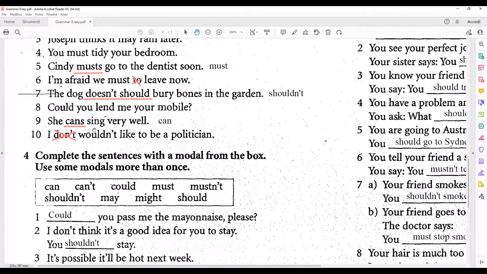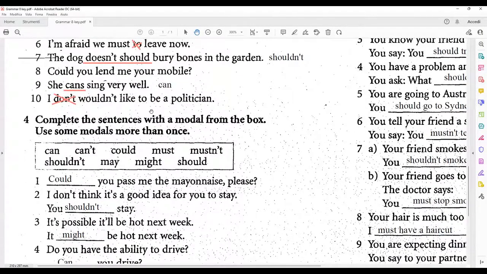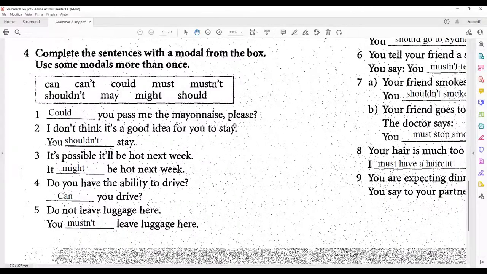She can, once again, should, must, can, do not use an S at the third singular person. So she can sing very well. I wouldn't like to be a politician, right? Wouldn't, doesn't need, don't. I wouldn't like to be a politician, okay? Exercise number 4.